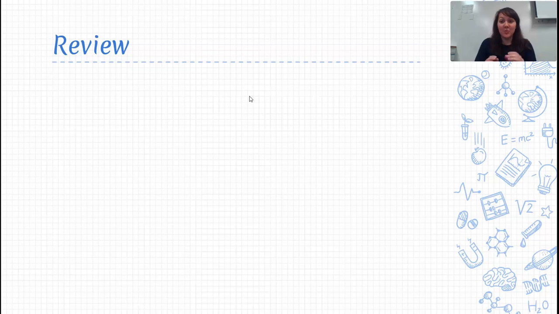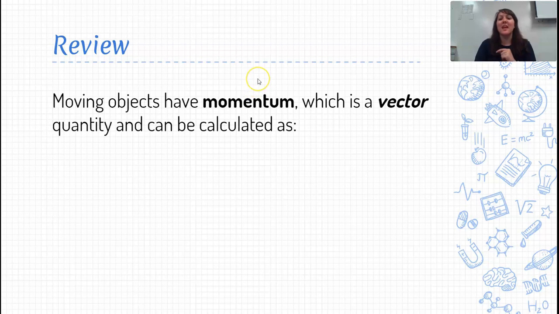So first of all, a little bit of review just to make sure that we're all on the same page. When we talk about momentum, momentum is a vector quantity, meaning that momentum has direction and can therefore be negative. And we can calculate momentum using this equation. Momentum, or P, is equal to mass times velocity. So the direction of momentum is the same as the direction of velocity.